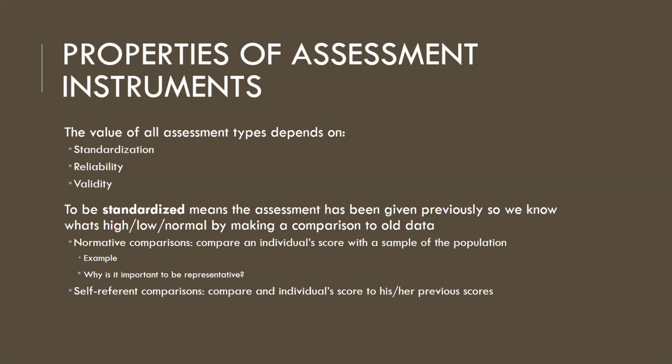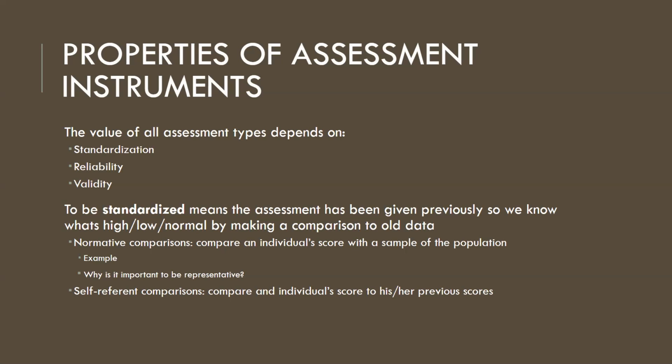So the next thing that we're going to talk about as far as assessment goes is how to choose assessments, what makes a good assessment and a poor assessment. And there are 3 different things that we need to reference in making this determination. One, is the measure standardized? 2, is it reliable? And 3, is it valid? So to be standardized means that an assessment has been given previously, so we know what is high, low, normal, etc., by making comparison to old data.